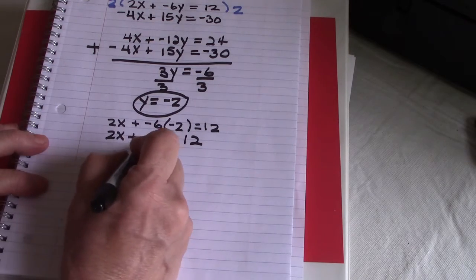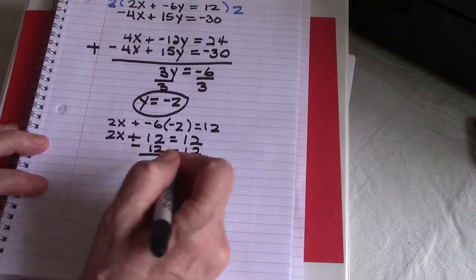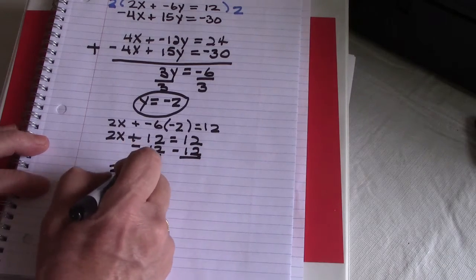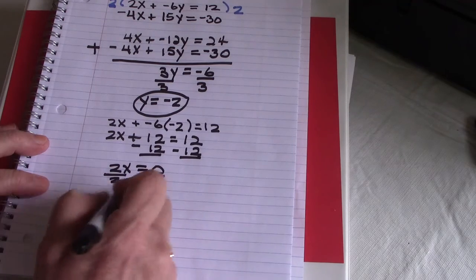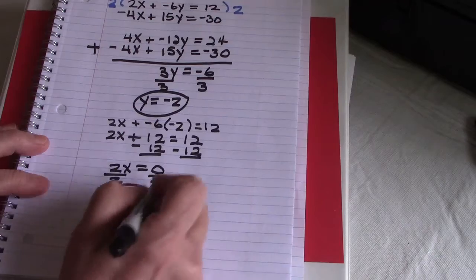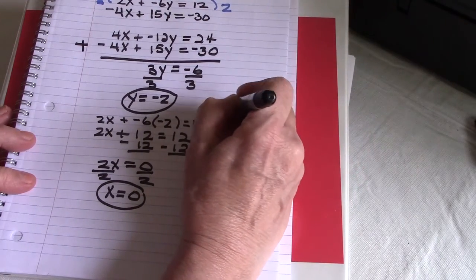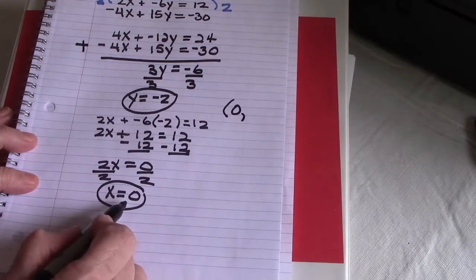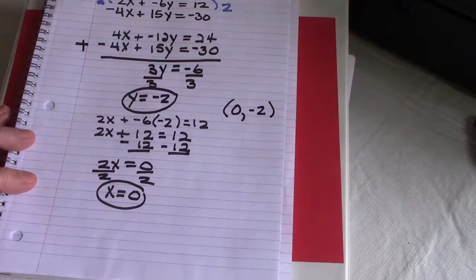I'll subtract 12 from both sides because I want to get my variable by itself, because I'm solving for x. I get 2x equals 0. I divide both sides by 2. I get x equals 0. So my ordered pair is going to be x goes first, 0, then y, negative 2.